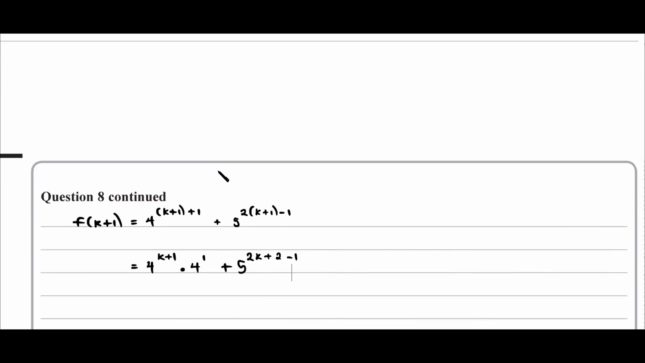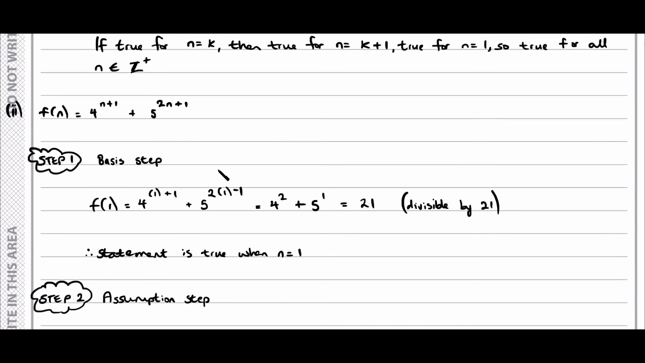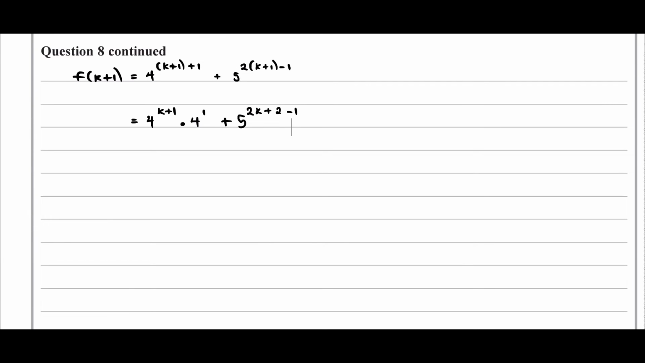So we want some number multiplied by 4 to the power of k plus 1 plus another number multiplied by 5 to the power of 2k minus 1. The way we can do that is by noticing here 4 to the power of 1, that's just 4. So we have 4 lots of 4 to the power of k plus 1. And then we want a 5 to the power of 2k minus 1. We've still got this 5 to the power of 2 left over.